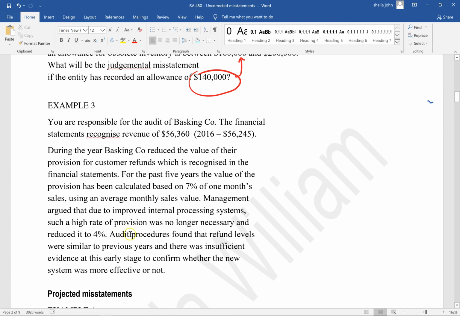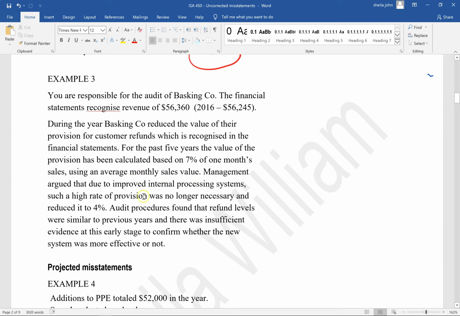Management argued that due to improved internal processing systems, such a high rate of provision was no longer necessary and reduced it to 4%. The audit procedures found that the refund levels were similar to previous years, and that there was insufficient evidence at this early stage to confirm whether the new system was more effective or not. So the audit procedures found that the provision of 7% was actually correct. But what has client done? They have reduced it to 4%. So the external auditors are not convinced that it will be 4%. So they are expecting this figure to actually be increased.